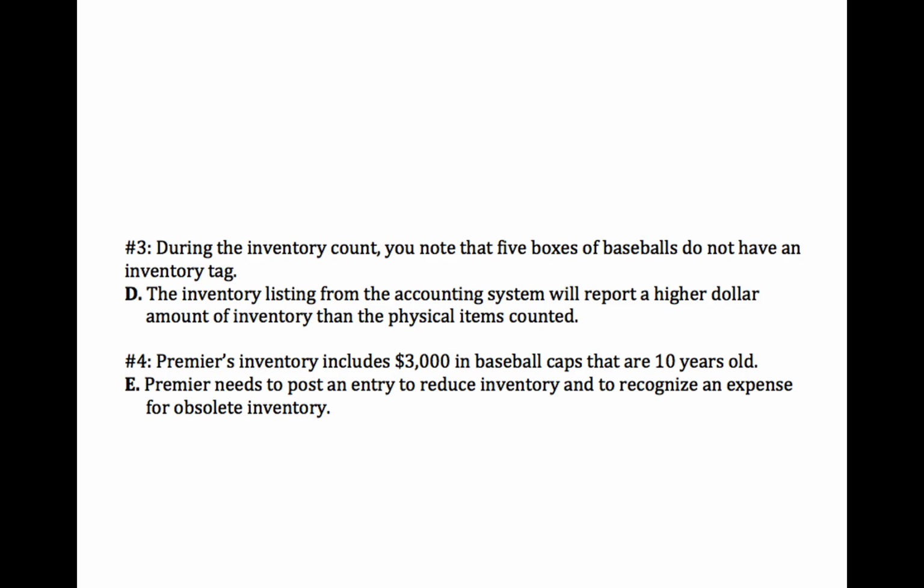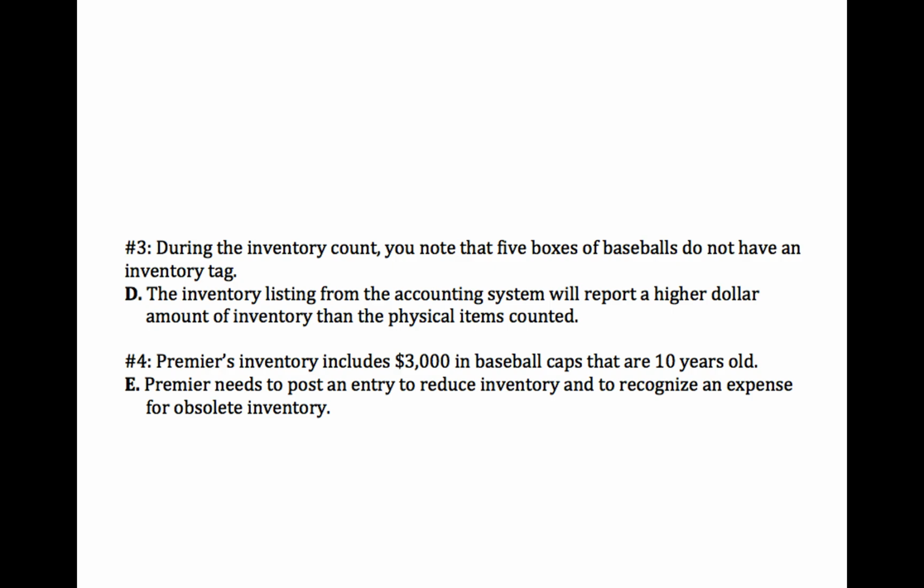Three is a tricky question. During the inventory count, you note 5 boxes of baseballs do not have an inventory tag. The question here is, what system are you using to print inventory tags? Ideally, it should be taken from the inventory listing in the accounting system. However, there may be cases where a different system generates the tags and the system doesn't match your accounting record. So this question needs more information really to be answered, but I like to put it in because where that inventory listing is and how you generate tags helps you answer this question. So the inventory listing could be higher, lower, or the same.